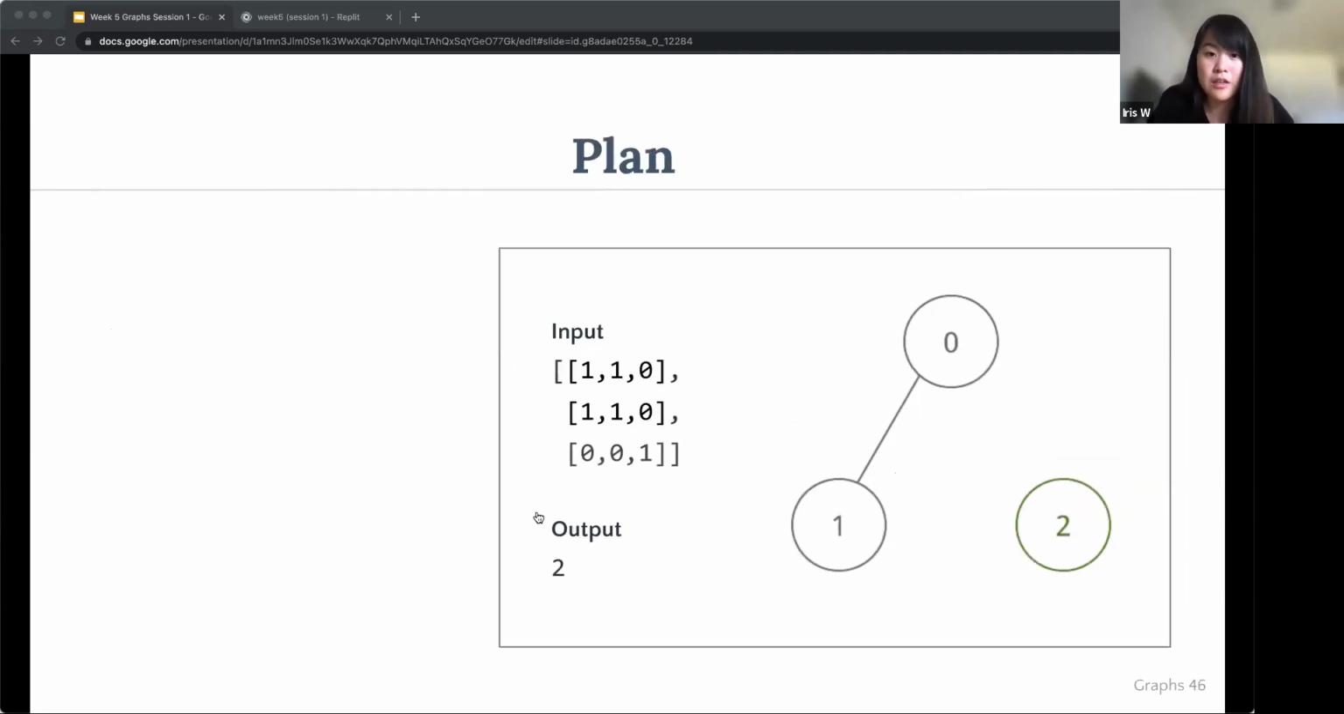All right. So onto the plan step. If you decide to run DFS to solve the problem, how do we use DFS in this case? If we take a look at an example, let's say we were to start running DFS with node 0, we would then traverse to node 1. And after we traverse to node 1, we'll basically end because there are no connections to any other cities.